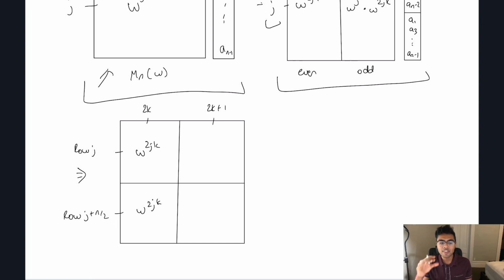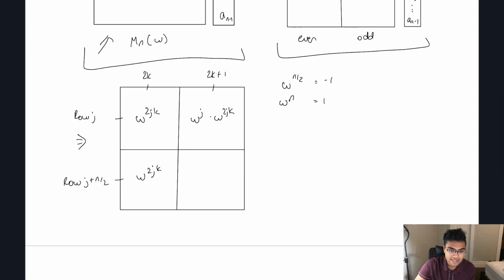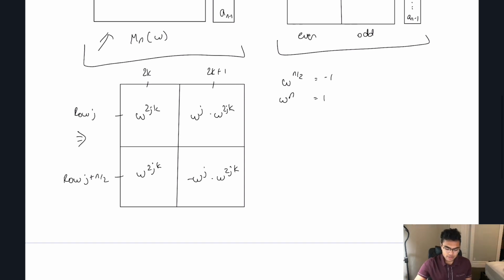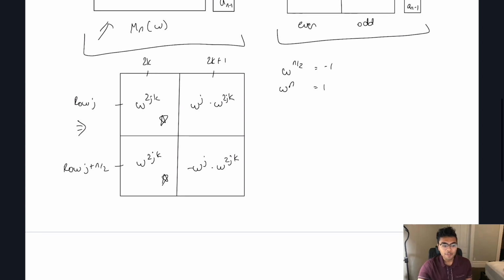And so we can simplify the entries in the bottom half of the matrix by mentioning here that w to the n over 2 is equal to -1 and w to the n is equal to 1. And so here we can go ahead and say w to the j times w to the jk. And then at the very bottom over here, we would go ahead and say negative w to the j times w to the 2jk. So notice here that the top left matrix and the bottom left matrix over here are the exact same.